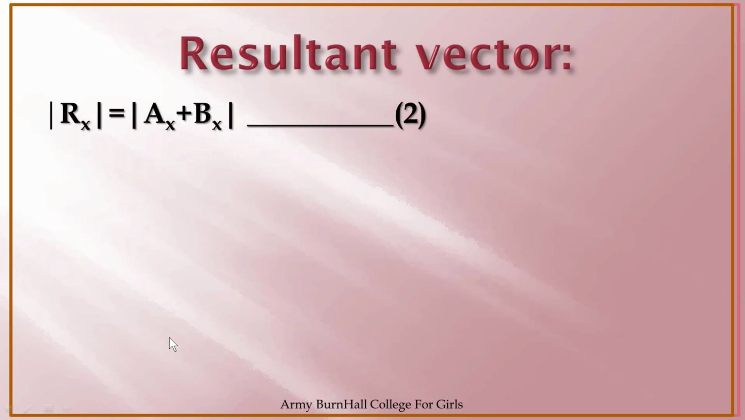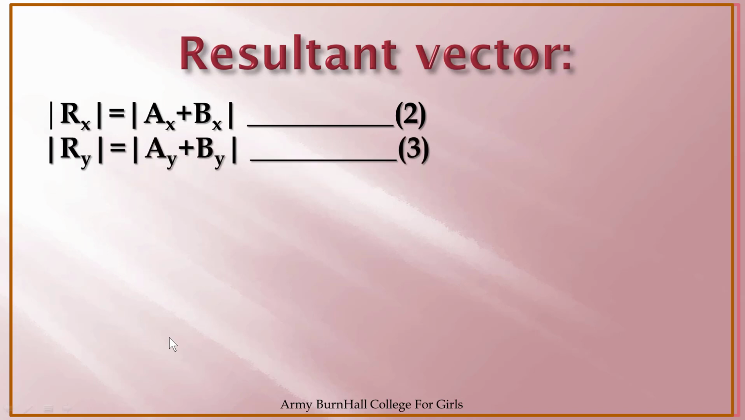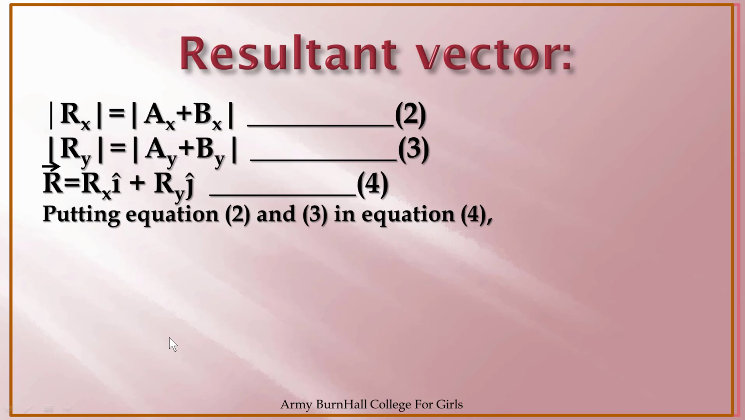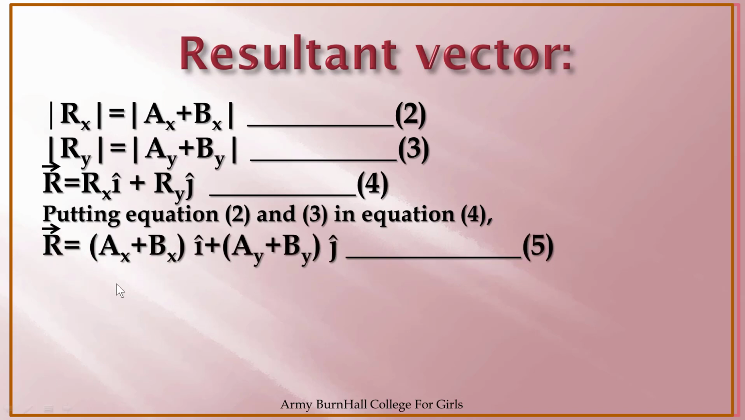So if we are going to put the values for the resultant vector, we know that Rx is equal to Ax plus Bx, equation number 2, and from equation number 3 Ry is equal to Ay plus By, and equation number 4 was vector r is equal to Rx i plus Ry j. We will put the values of Rx and Ry in equation number 4. From equation number 2 and 3 we will get vector r is equal to (Ax plus Bx) i hat plus (Ay plus By) j hat. So this Ax plus Bx in place of Rx and Ay plus By in place of Ry. We will get this equation, vector r is equal to (Ax plus Bx) into i hat plus (Ay plus By) j hat. Name it as equation number 5.